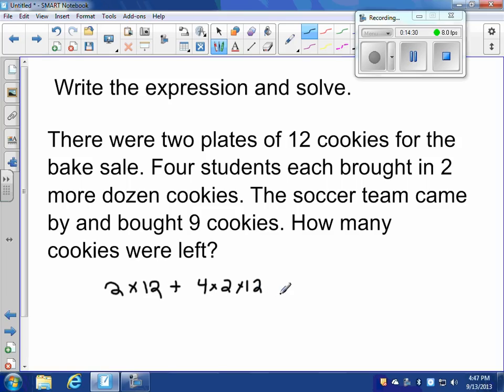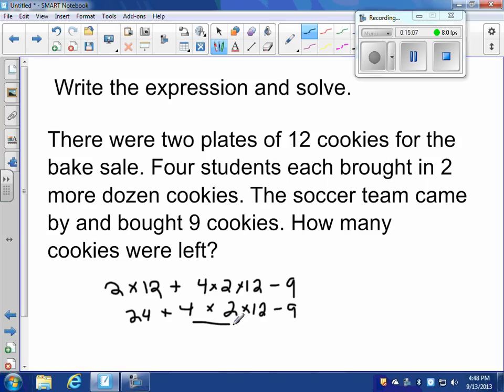The soccer team came by and bought 9 cookies. So those are cookies that we're going to take away. How many cookies were left? So I really, in this case, don't need to use parentheses at all. I could if I wanted around some of my multiplication, but I don't need to. So here I would start off with 24 cookies. The reason why this is so messy is because I have to write using the mouse, and I'm not very good at it, I'll be honest.